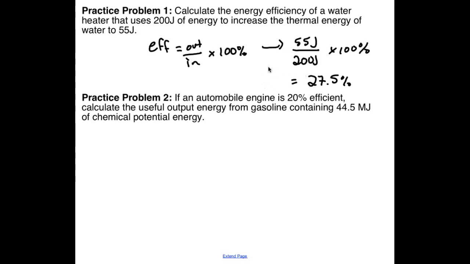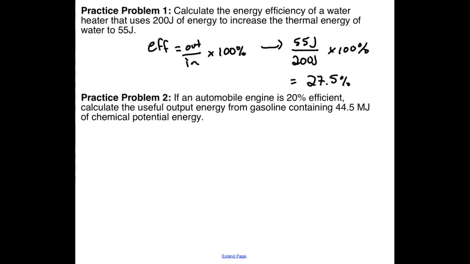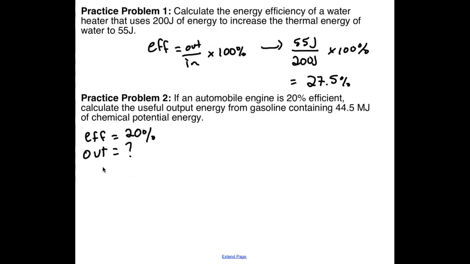Not super difficult. Okay, so for the second question, I'm going to look at the automobile engine, which says that it's 20% efficient. So this time it's giving me my efficiency right off the bat. I'm not actually looking for it, so I'm going to have to do some rearranging of my formula. It also tells me that my output energy is the one that I'm looking for. So that's the one I'm going to solve for in my equation. And my input energy is 44.5 megajoules. It doesn't tell me I need to be in a certain unit, so I'm just going to leave my answer in megajoules to make this question a little bit easier.